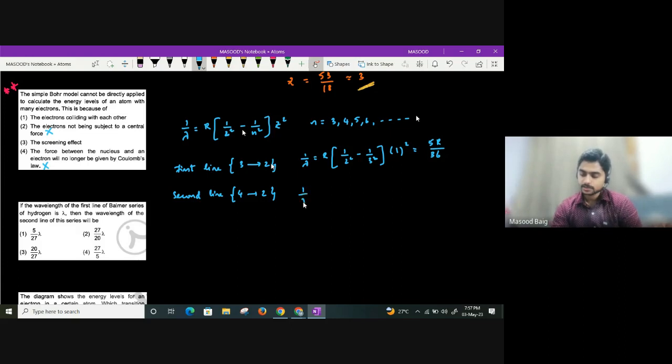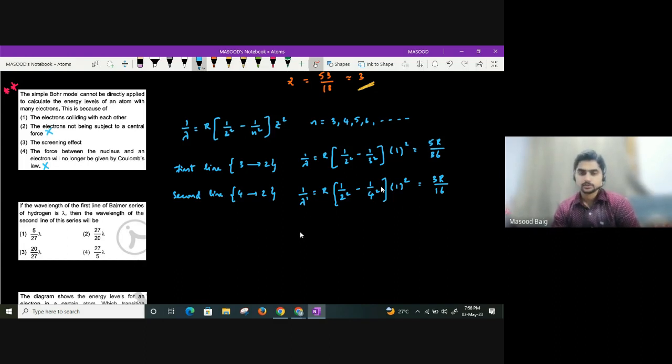In the same manner, 1 by lambda dash, if I take, you'll get R into 1 by 2 square minus 1 by 4 square, into, again 1 square only. 16 you will get, 4 minus 1, 3 you will have here, guys. So I'll get 3R divided by 16, I believe, if I'm not wrong. Yes or no, guys? 1 by 4 minus 1 by 16, 4 minus 1 divided by 16, 3R by 16 you are going to get.